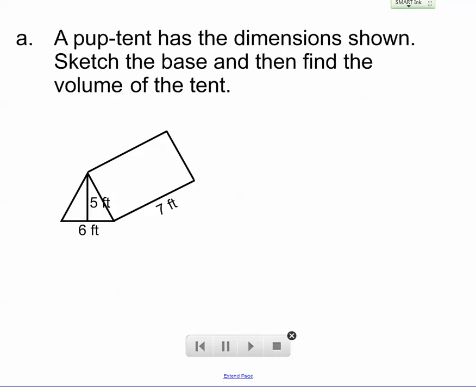So this is a prism. Specifically, it's a pup tent that has these dimensions. We're going to sketch the base, and then we're going to find the volume of the tent. Okay. So the base, I better sketch it because I haven't done so already, would be that triangle off the front that is 6 feet by 5 feet high. Sorry for my awful handwriting. It's tough to write on this thing. Six for the base and 5 for the height.